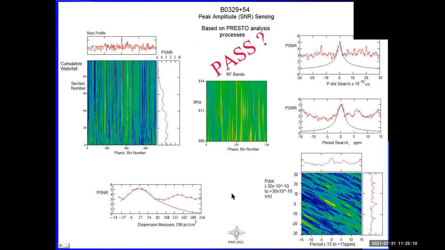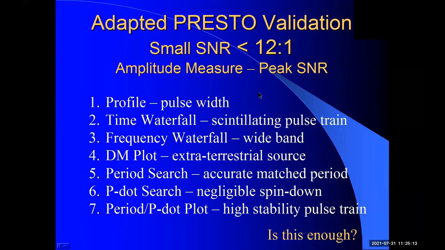So is that a pass? Well, for a small signal to noise ratio, I think I've shown that it's best to use the peak signal to noise. What I've shown with this MathCad plot, incidentally, all the software for that will be in a paper I'm hoping to publish in the August journal. The profile gives us pulse width, time waterfall, scintillating pulse train, frequency waterfall, wideband source. So all of these are identical to what prepfold produces.